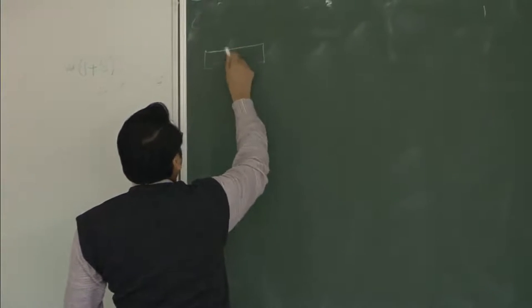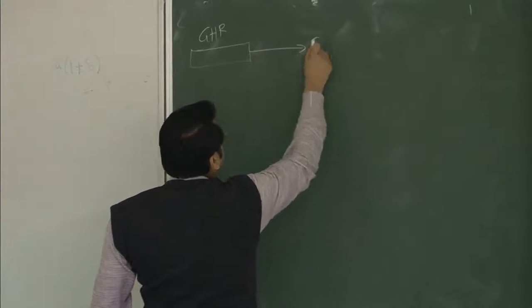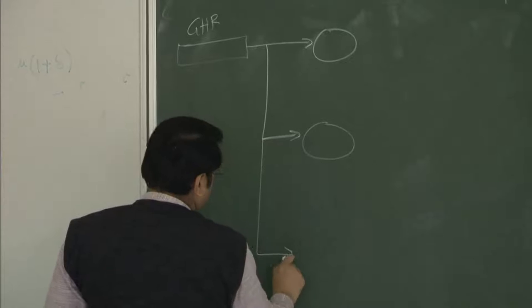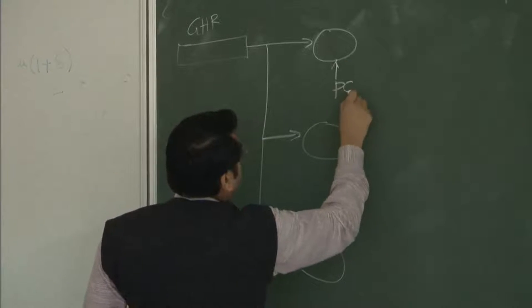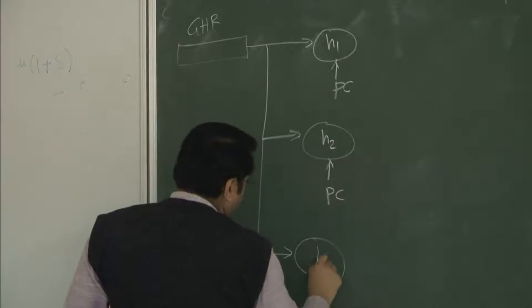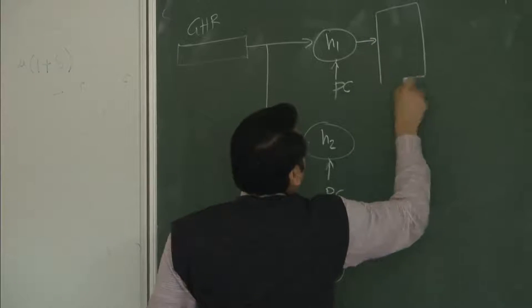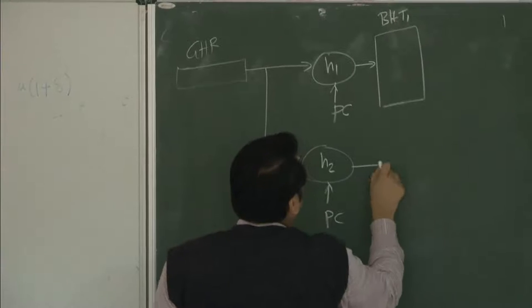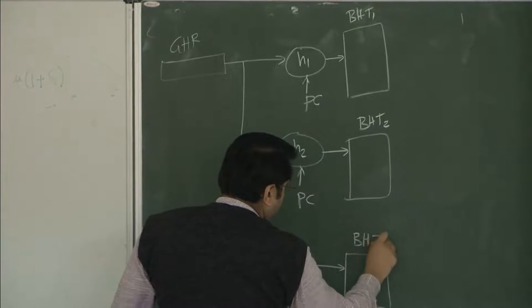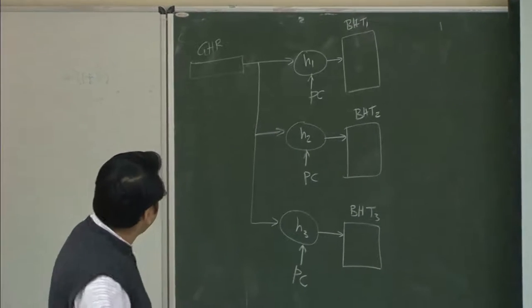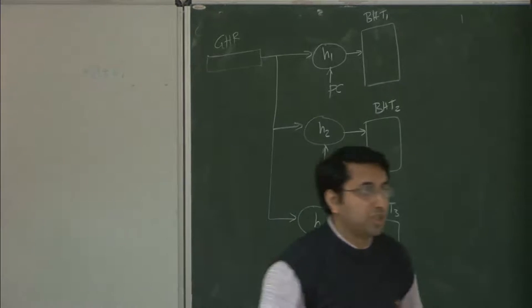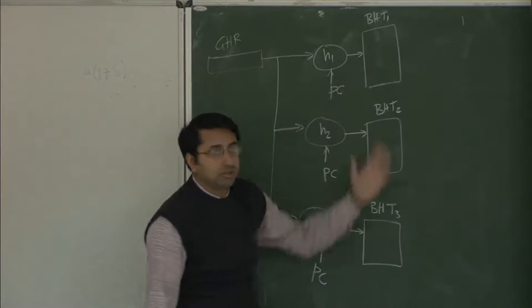Suppose this is your global history register, and this is my branch PC. I have three different hash functions, H1, H2, and H3, that index into my BHTs. This is BHT1. So finally, how do you combine these three predictions? Any suggestion? Majority vote, right? That's why I wanted to have an odd number of BHTs. So I take a majority vote and that's my final prediction.